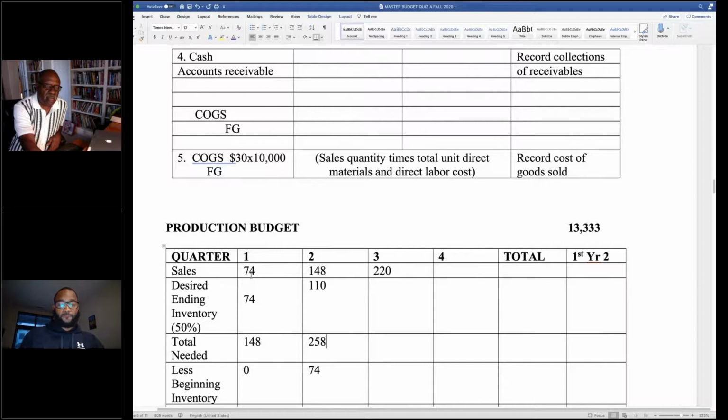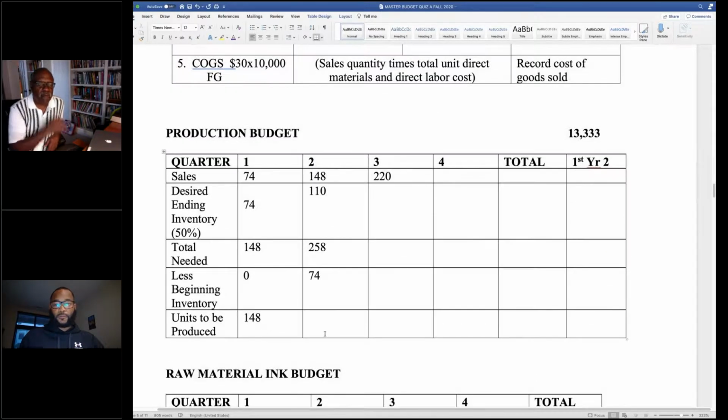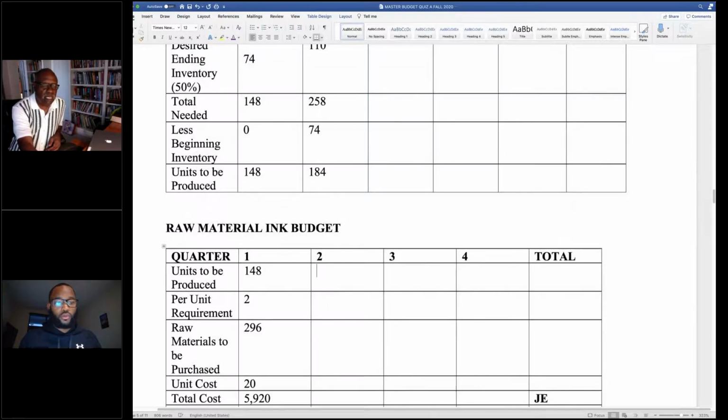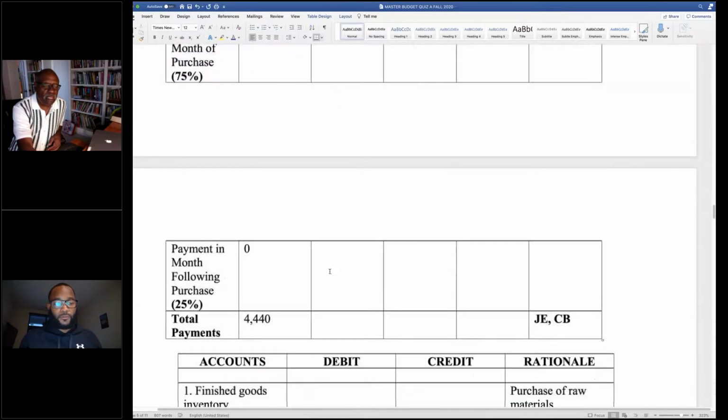But you already produced 74 last time, so you subtract 74 from 258, and how much do we get? Minus, what is that, 74? 184. And the 184 is going to come here. Wait a minute, where's labor at?